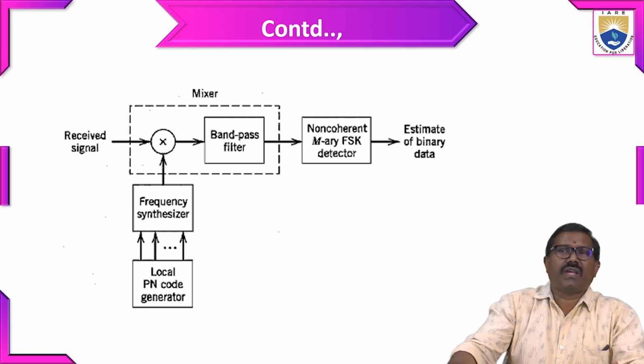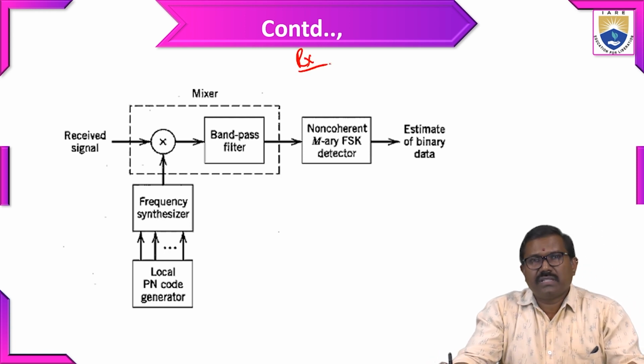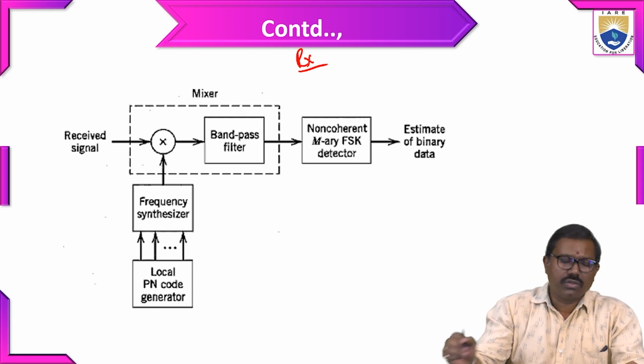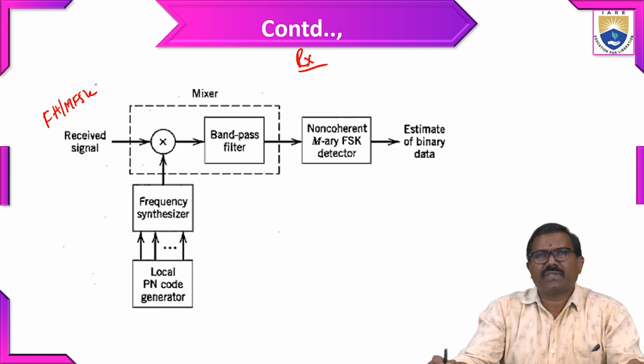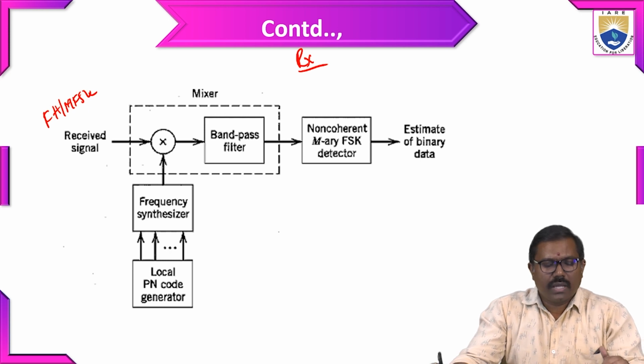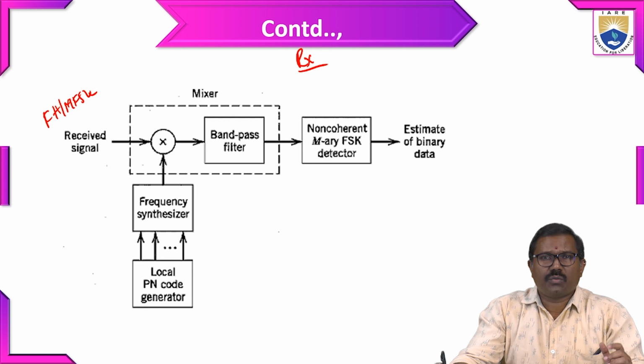Now this is the receiver. So this is my receiver. So here I am received. What I received? I received this frequency hop MFSK signal. So frequency hop MFSK. So now the first block is nothing but the mixer.